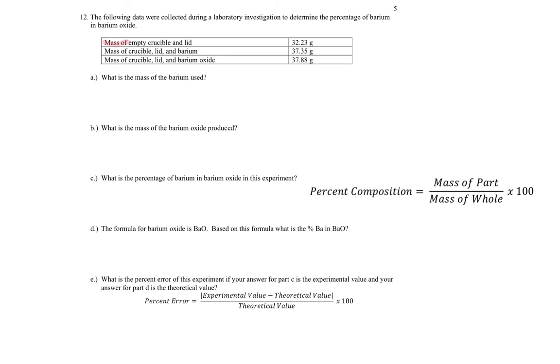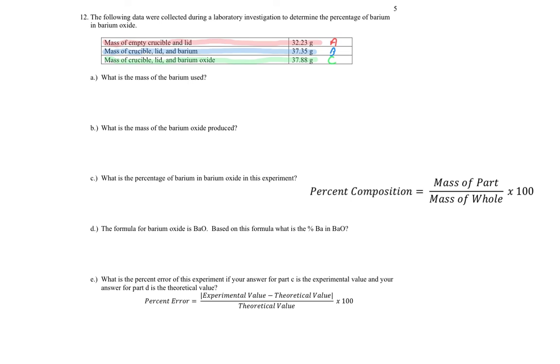Upon looking at the data table, we have the mass of an empty crucible and lid. I'm going to call this mass A. We then have a mass of a crucible, a lid, and barium. So we added some barium. This is going to be mass B. And then we have a mass of a crucible, a lid, and barium oxide. This is what happens after we've heated that barium high enough to react with the oxygen in the air, and this will be mass C.